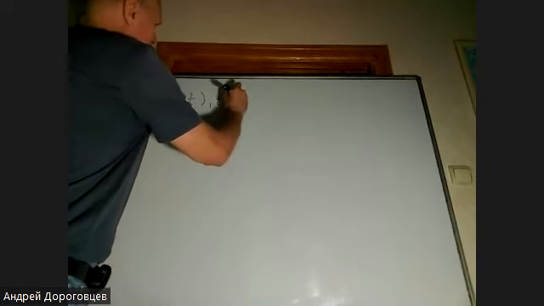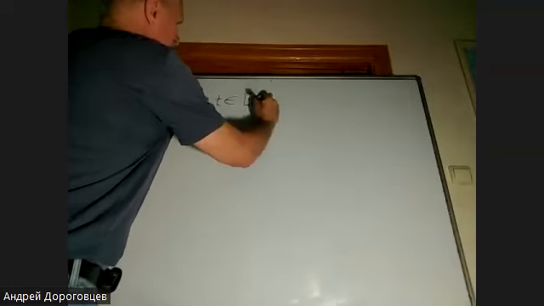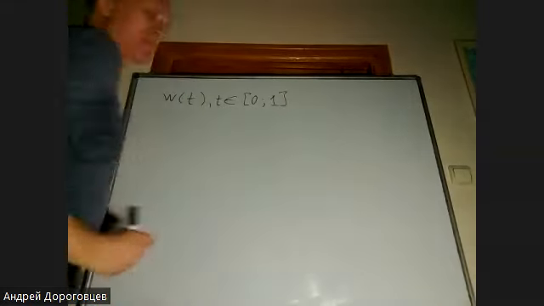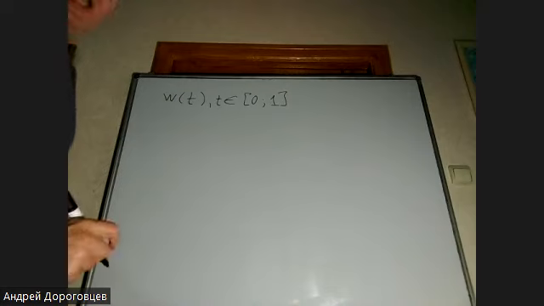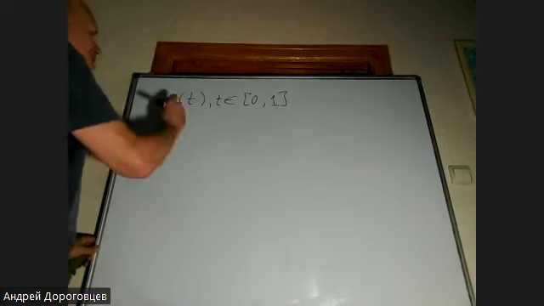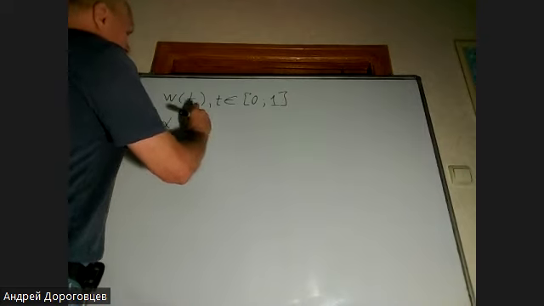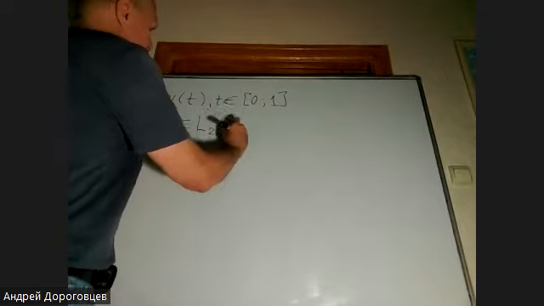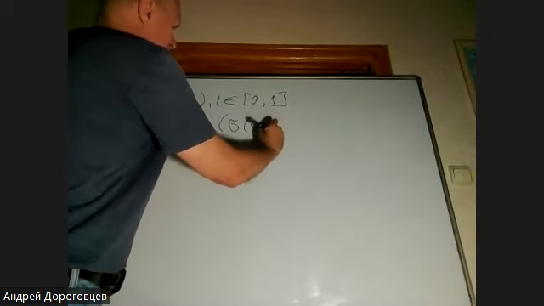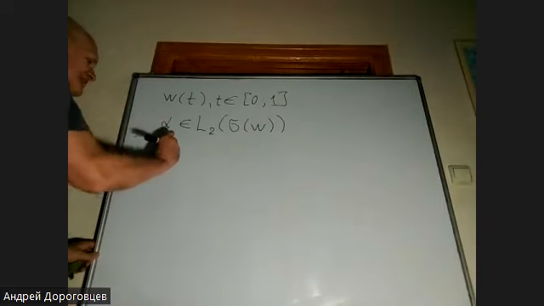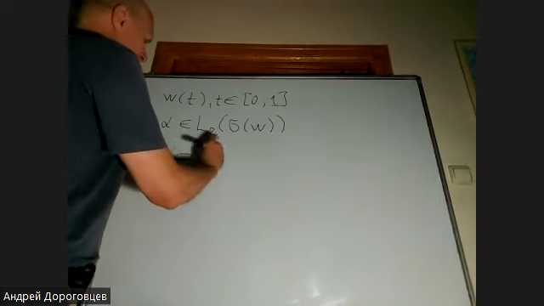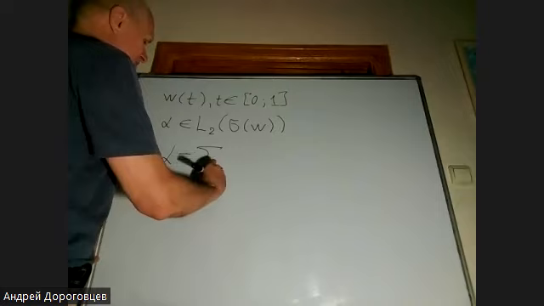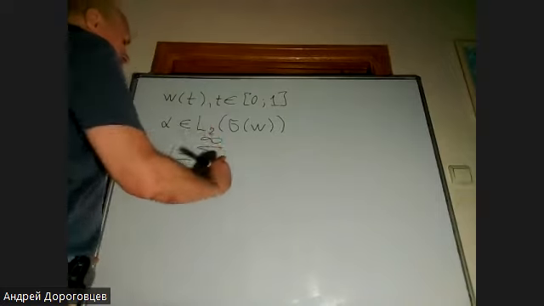So we consider Wiener process. I consider one-dimensional case, and we consider the random variable alpha, which is square integrable and measurable with respect to W. Then this random variable can be uniquely expanded into series of multiple Wiener integrals.